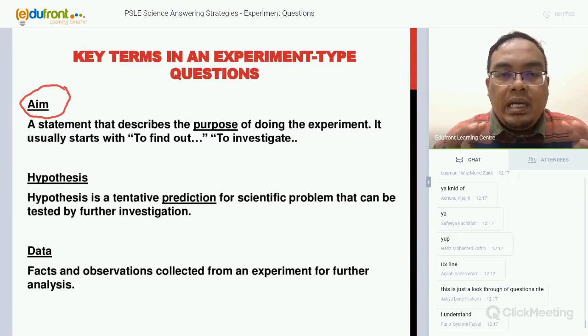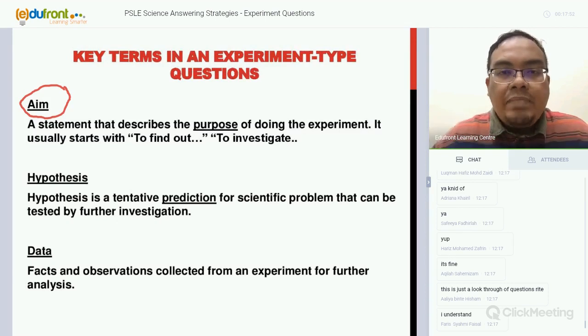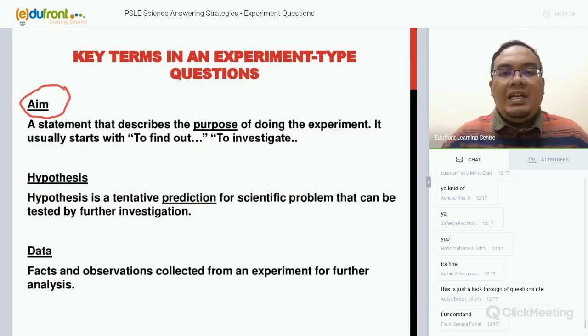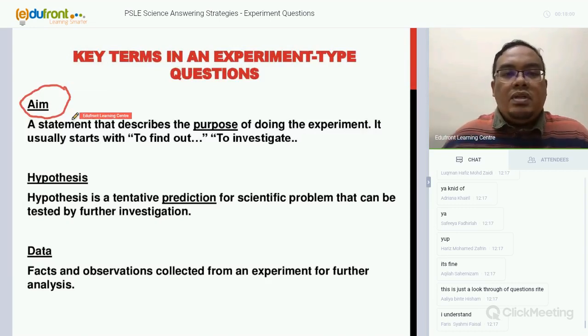Okay. So the aim, usually it is clearly stated in the question, right? What is the purpose or what is the objective of doing this particular experiment? Okay. However, sometimes the aim of the experiment is not very clear, right? So they may expect you to infer the aim of the experiment from the information given to you in the question.